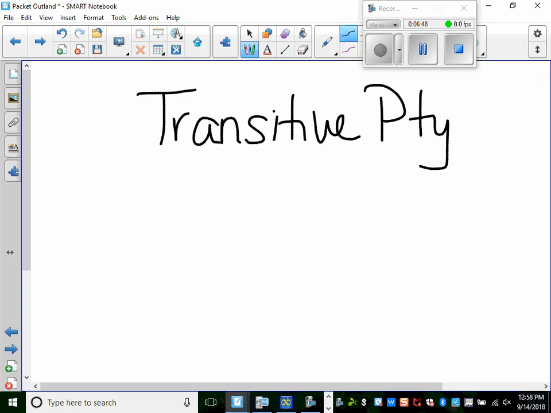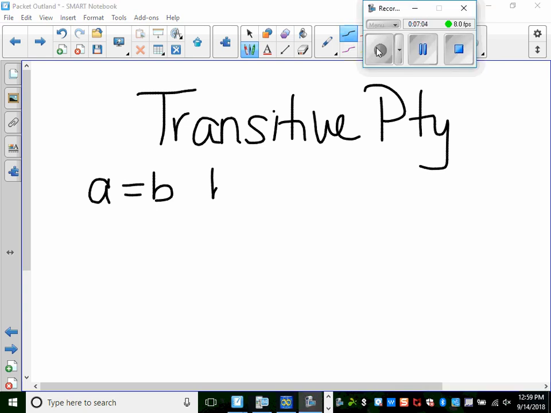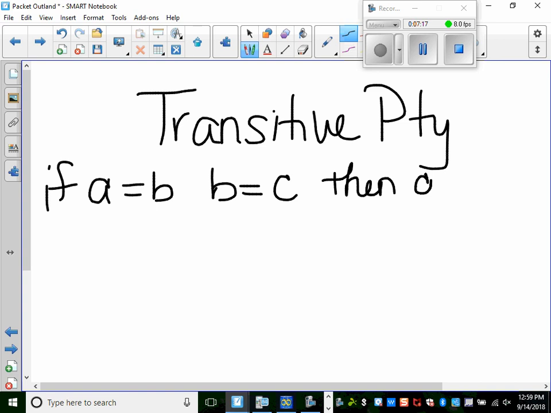Now, for transitive property, it simply means things are going to change. Because if you look at it, it says A equals B. Okay, hold on one second. So if A equals B, and it's always an if statement, and B equals C, then A and C have to be equal to one another.